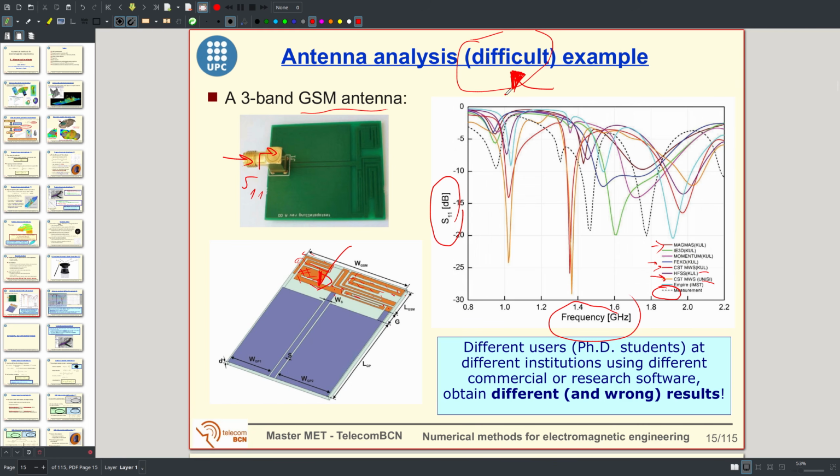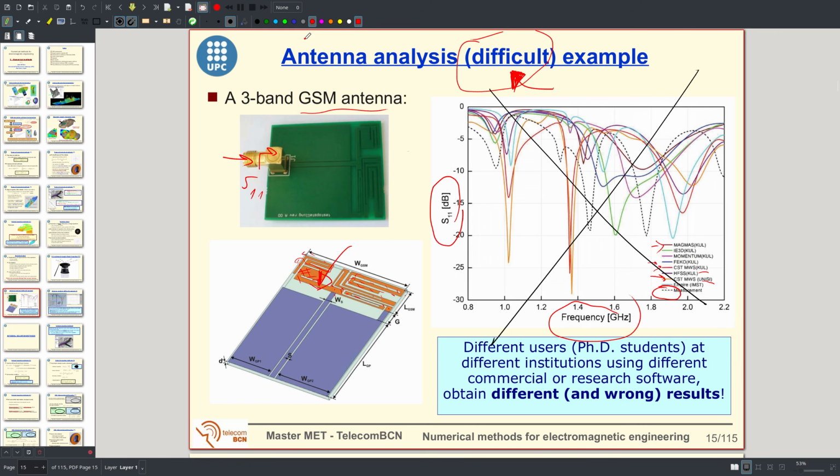Like for example, a half wavelength dipole. It's an easy example. You can solve this with any software and obtain a very nice solution. But here a difficult example was chosen, and you observe that all the results were wrong. So the next year, the same example was proposed to the software vendors, the companies that produce the software.